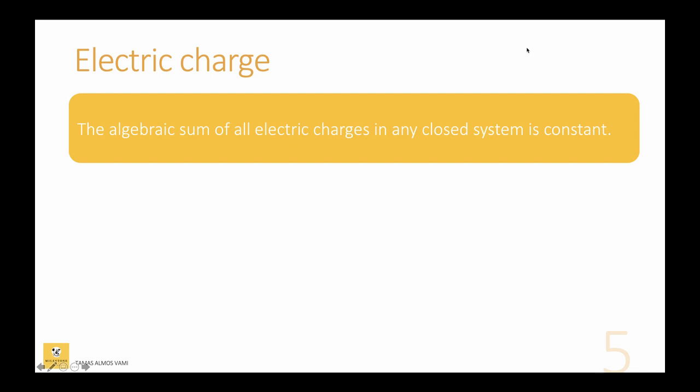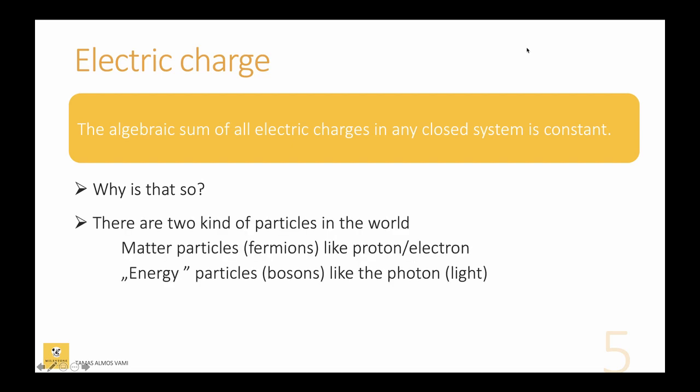All right. So the first law that we should discuss, which sounds a bit trivial, but let's state it: the algebraic sum of all electric charges in a closed system is constant. You could ask, why is that so? And actually the answer lies a bit deeper than you could expect. It really goes back to quantum field theories and the quantum description of nature.